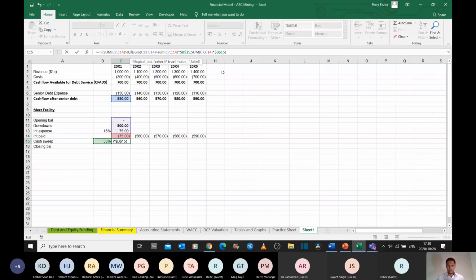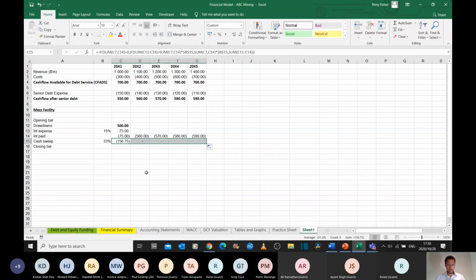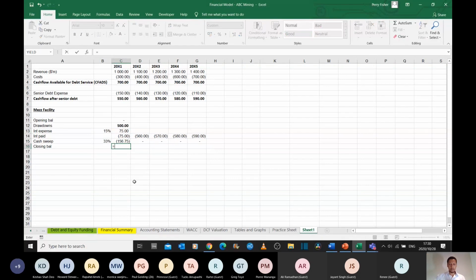However, if the amount I owe is less than that, in other words, if this if statement is false, I'm only going to sweep the amount that I owe, or the amount that is owed to me if I'm the lender. And the amount that is owed to me is simply opening balance, drawdown, interest expense, and the actual interest paid. Okay. And that is the if statement that explains my cash sweep. I'll just drag that across.